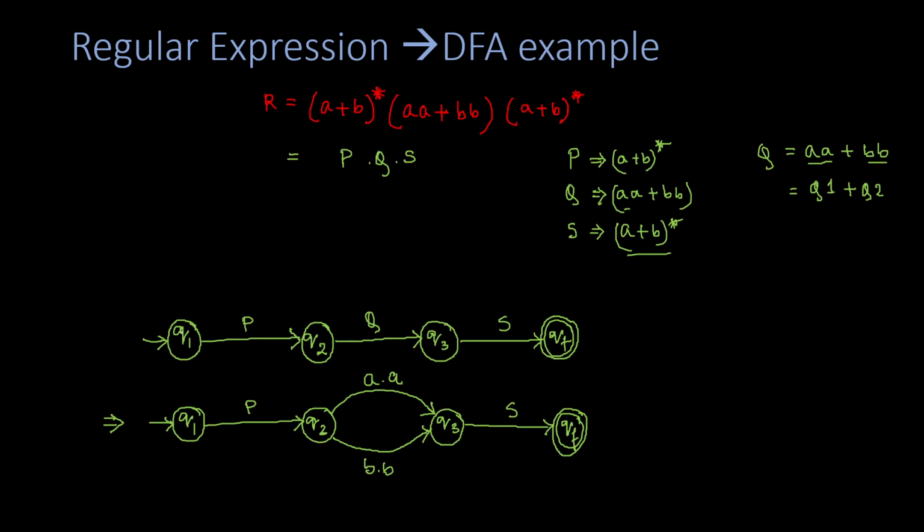Let's take an example over here. You see, it's (a+b) whole star. That means any combination of a and b is possible. On the other side also (a+b) whole star, meaning any combination is possible. And this side says that either it will be a or bb. So keeping this part constant, these two parts can vary, right?